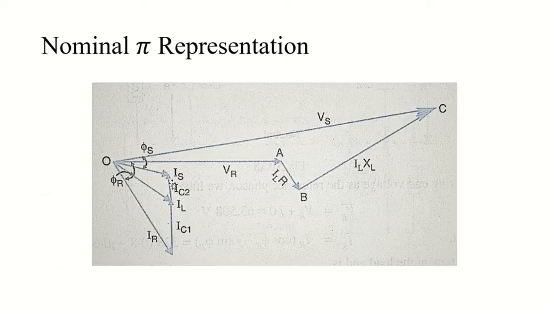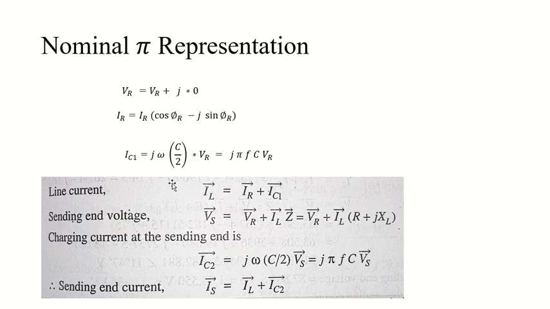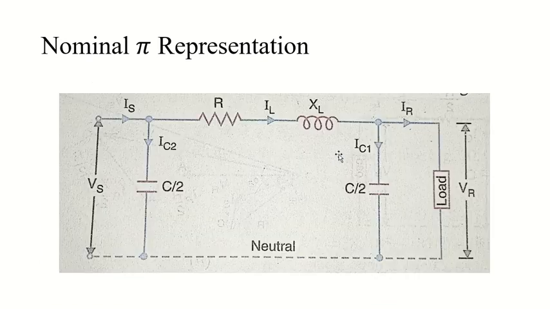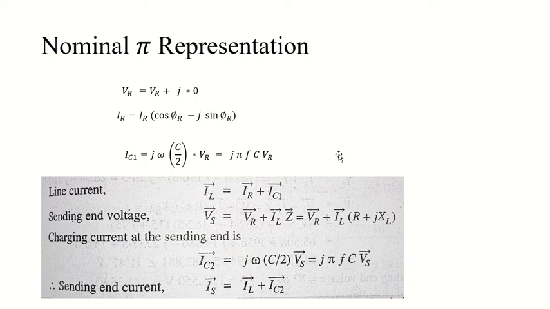Now from here, can you tell me what will be the value of IC1? Rather than deriving it from that, let's just write down the equation for the current flowing through a capacitor. It will be j omega C by 2 into VR. Again, why was it C by 2? Because here my capacitance is getting divided into equal parts, so we will be considering C by 2 at a time.